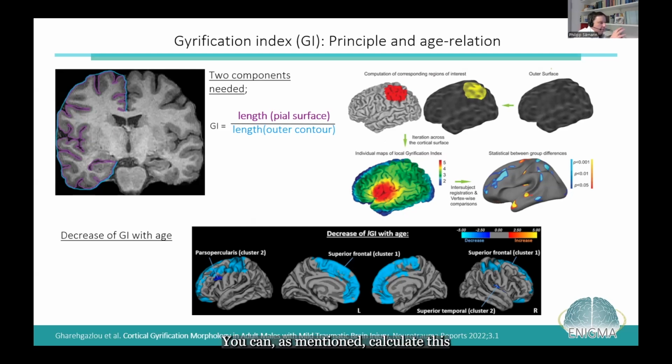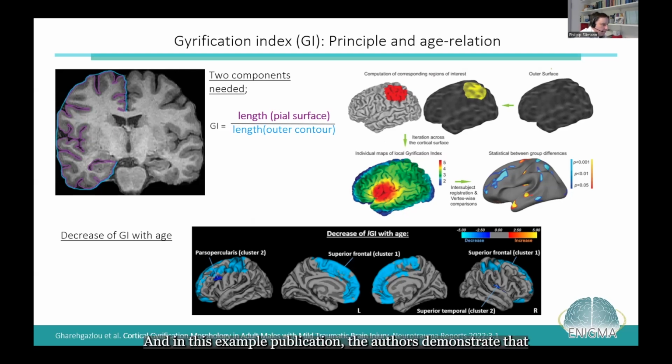You can, as mentioned, calculate this for a certain area and then move this area across the whole brain, and by this generate a full brain map of this gyrification index. So it's quite an algorithmically complex thing to do. And as soon as you have such a whole brain or whole surface map, you can correlate it, for example, with age.